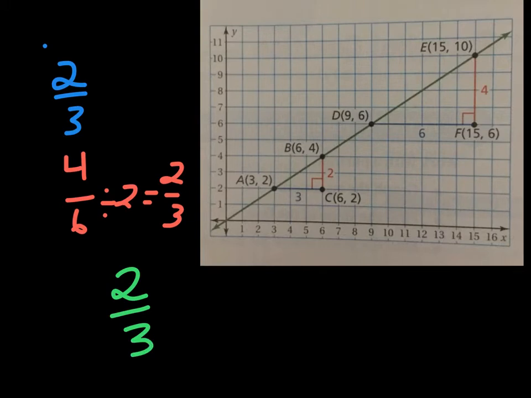And we can test that by doing rise over run. So if we go up 2 over 3, we'll be on a point. Up 2 over 3, we're on another point. Up 2 over 3, another point. Up 2 over 3, on a point. Up 2 and over 3. Okay. That's how you use similar triangles to find the slope of a line.